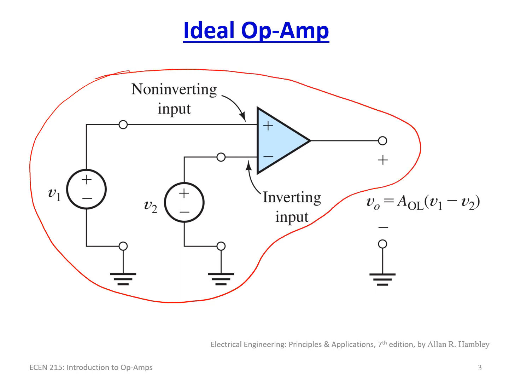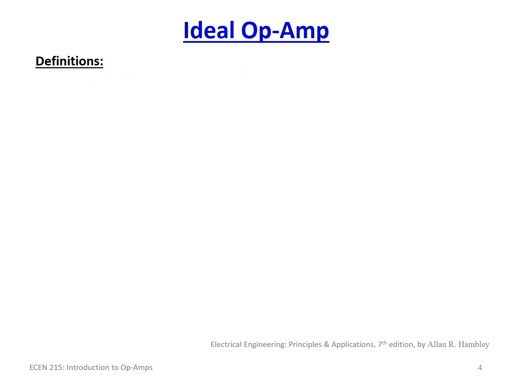What is important to note is that you notice there are no power supply voltages. It is ideal, meaning that it gets its power on its own, and it can supply whatever the maximum value is for Vout, and it will definitely produce an output voltage that's related to AOL times V1 minus V2. Now first let's define some definitions of an operational amplifier.